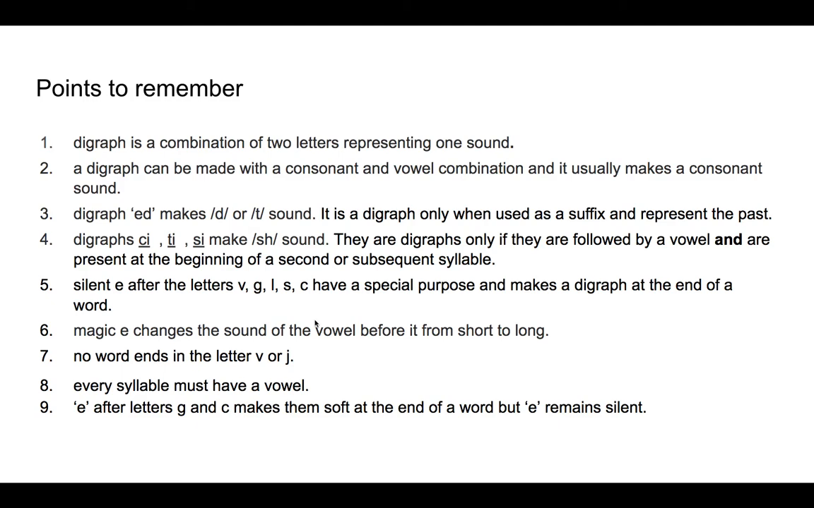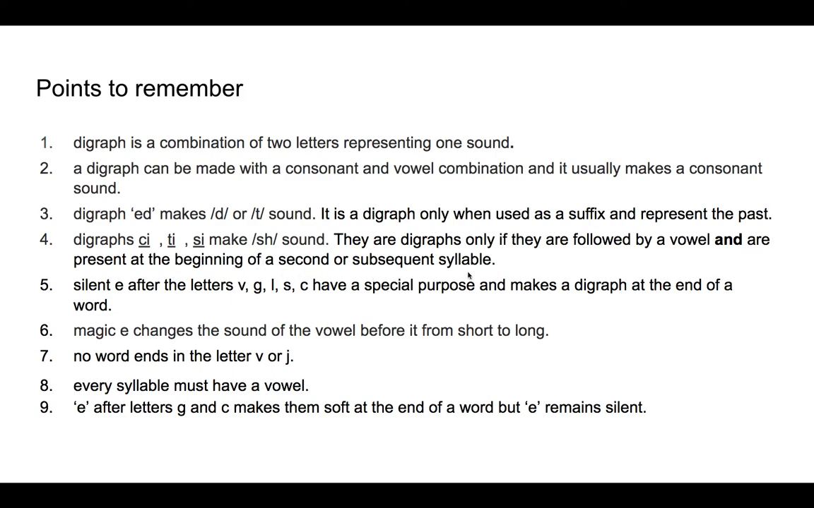Here is a summary of what we have seen in this video. We know a digraph is a combination of two letters representing one sound, and that digraph can be made with a consonant and vowel combination, and it usually makes a consonant sound. The digraph ed can make a d sound or a t sound, and it is a digraph only when it is used as a suffix and represents the past. And the digraphs ci, ti, si all make the same sound sh. And these are digraphs only if they are followed by a vowel and are present at the beginning of a second or subsequent syllable.